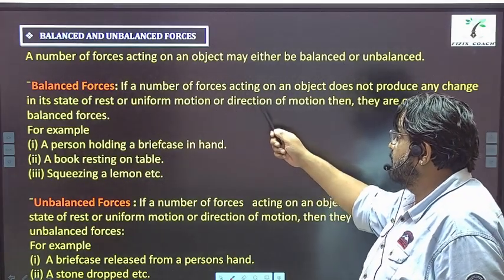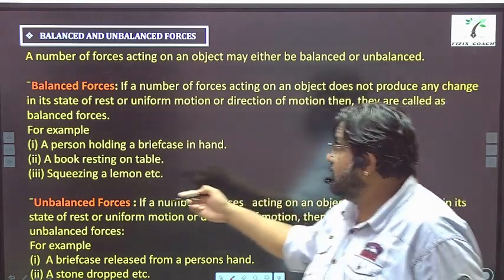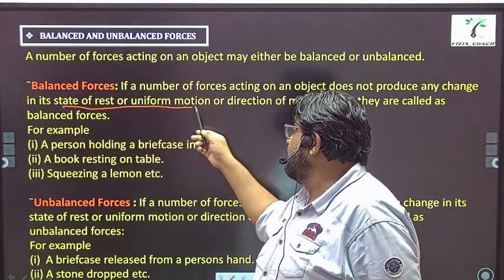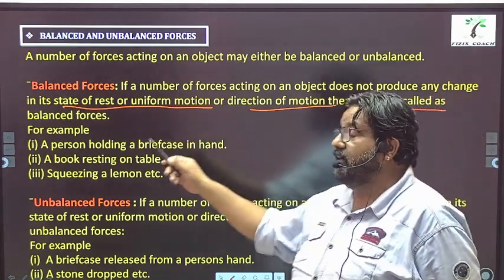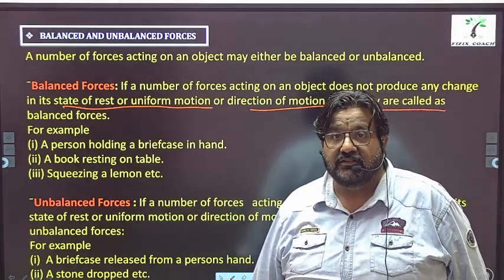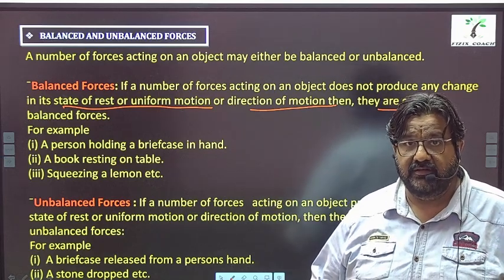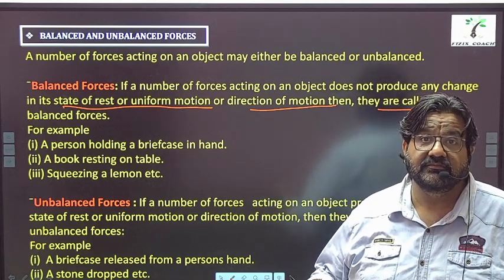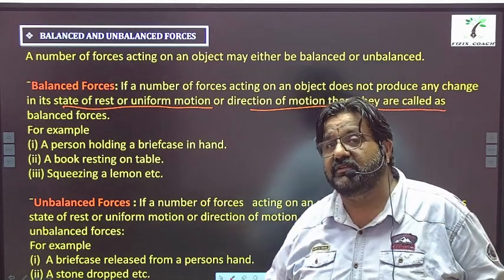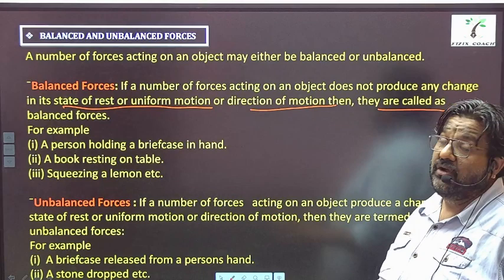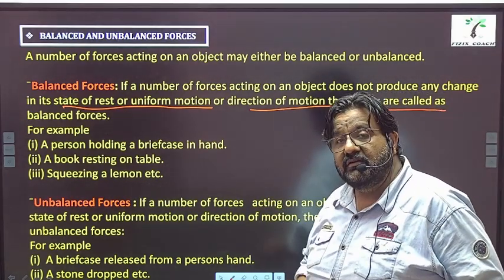If a number of forces acting on an object do not produce any change in the state of rest, uniform motion, or direction, they are said to be balanced forces. Right? So if it is moving, it should keep moving with the same uniform speed, and if it is at rest, it should remain at rest. There should be no change in the state of rest or uniform motion or in the direction. Then those forces will be called balanced forces.